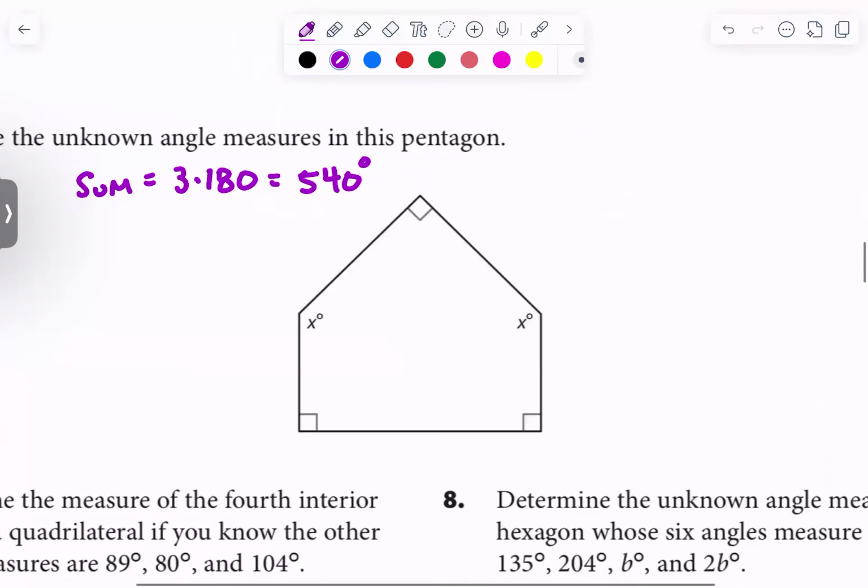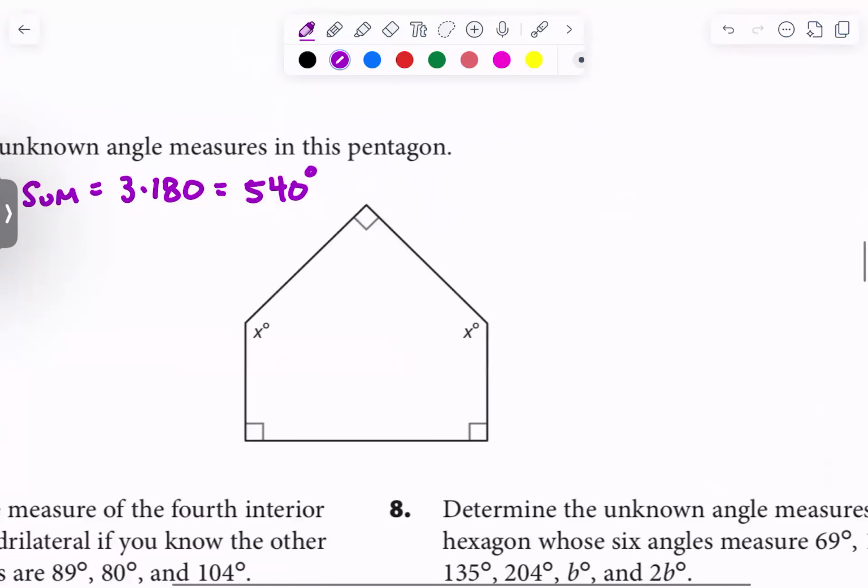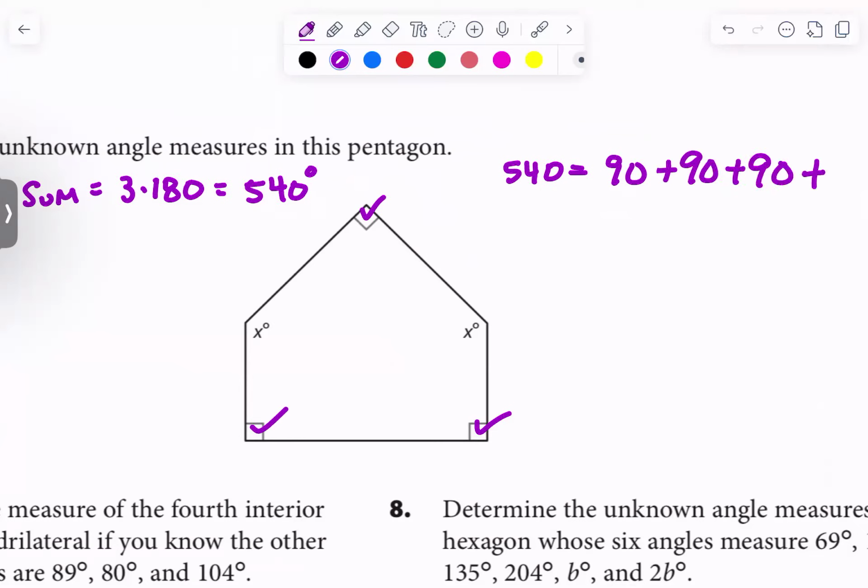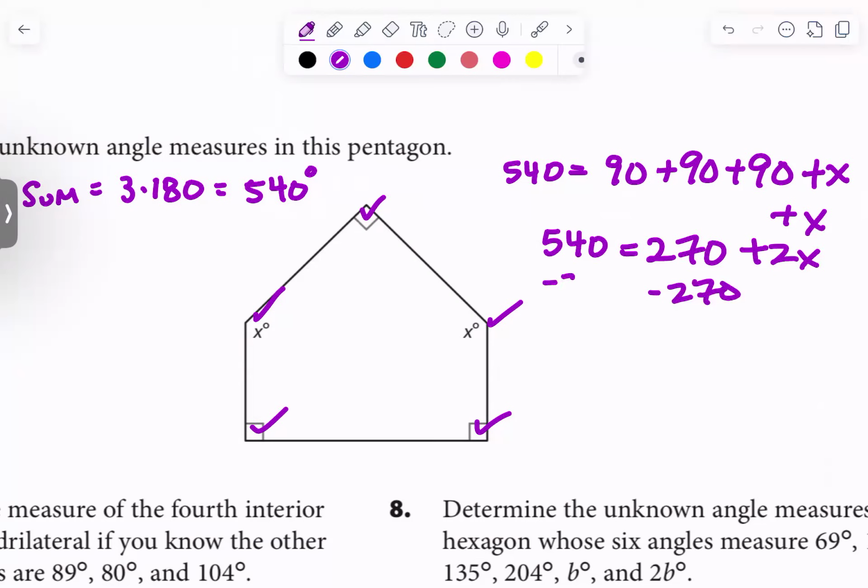So I know, class, that 540 is going to equal 90 plus 90 plus 90 plus 90 plus x plus x. Right? If I clean that up a little bit and simplify, 540 equals 270 plus 2x. Subtract 270 from both sides.